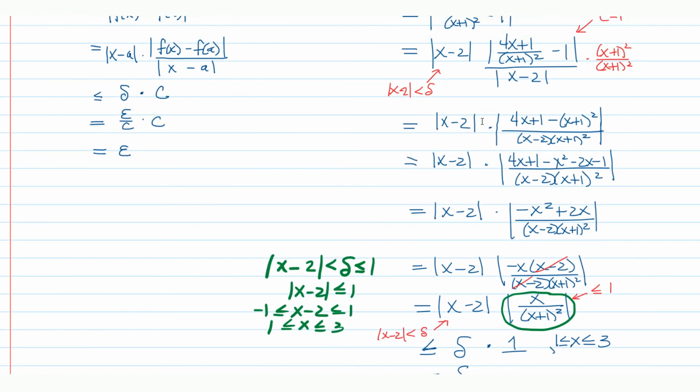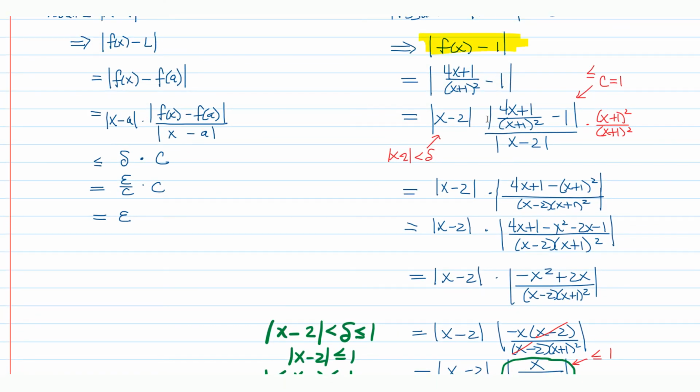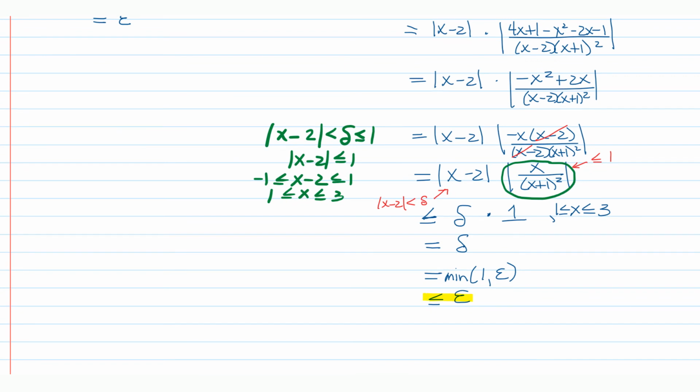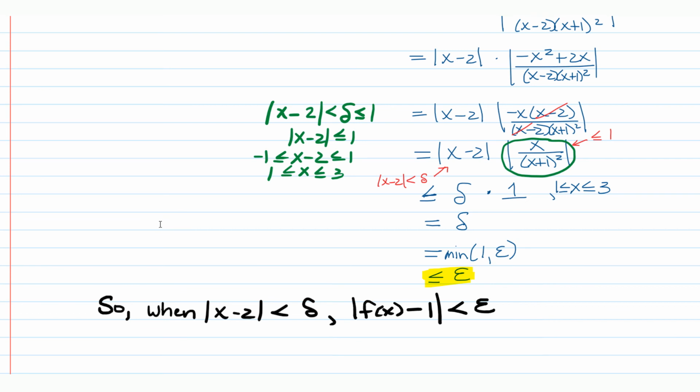Now look back where we started. We started with absolute value of f of x minus 1, and we ended with less than or equal to epsilon. So that means that as long as the absolute value of x minus 2 is less than delta, the absolute value of f of x minus 1 is less than epsilon. And we have fulfilled the definition of the limit. The limit as x approaches 2 of f of x is equal to 1, as we intended to prove.